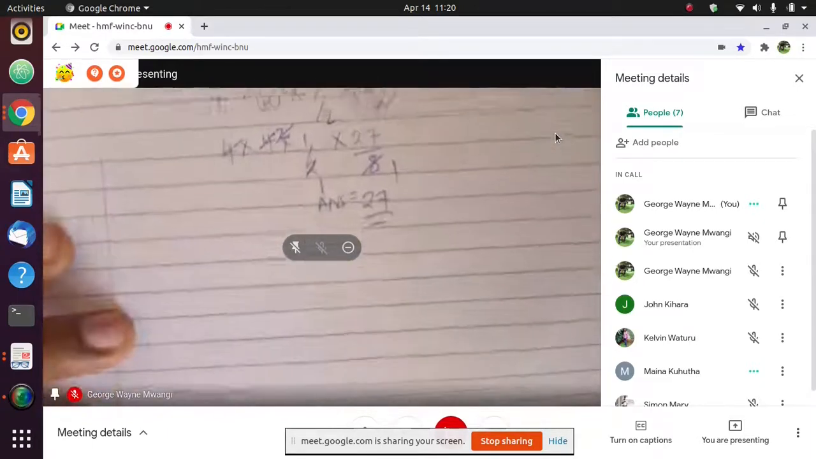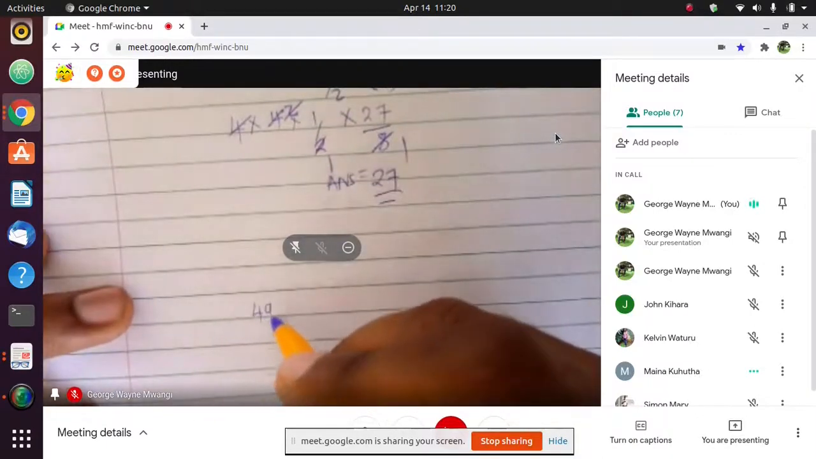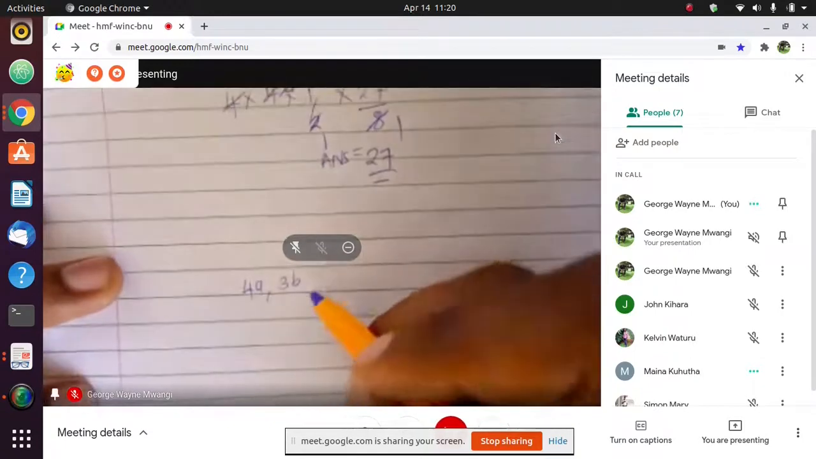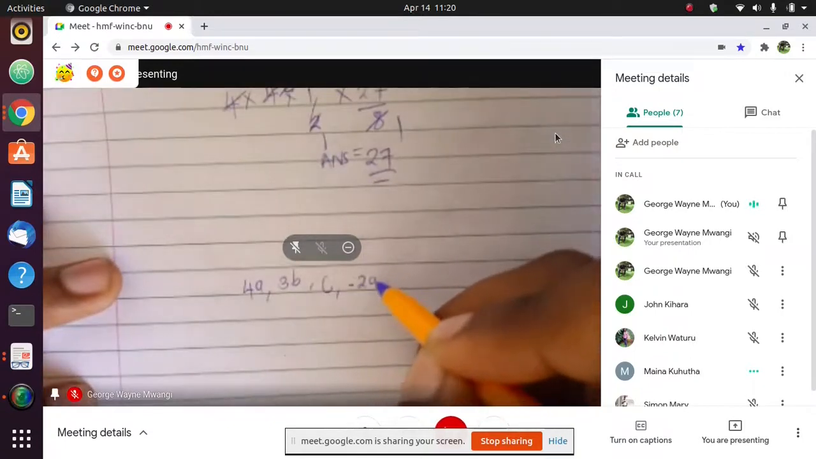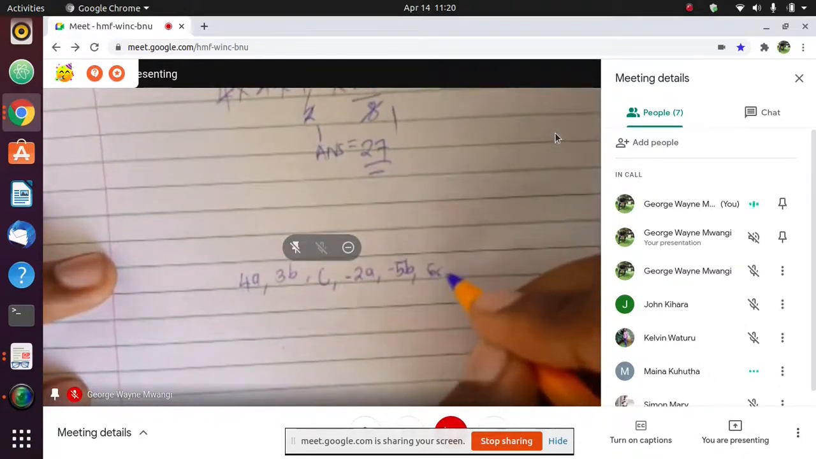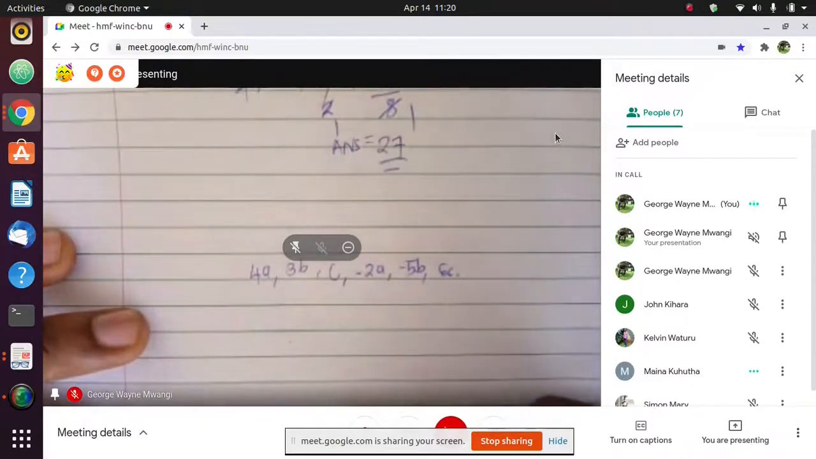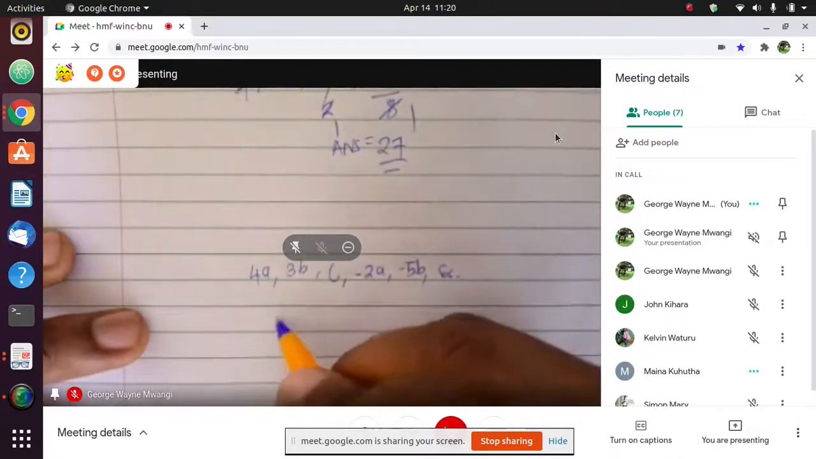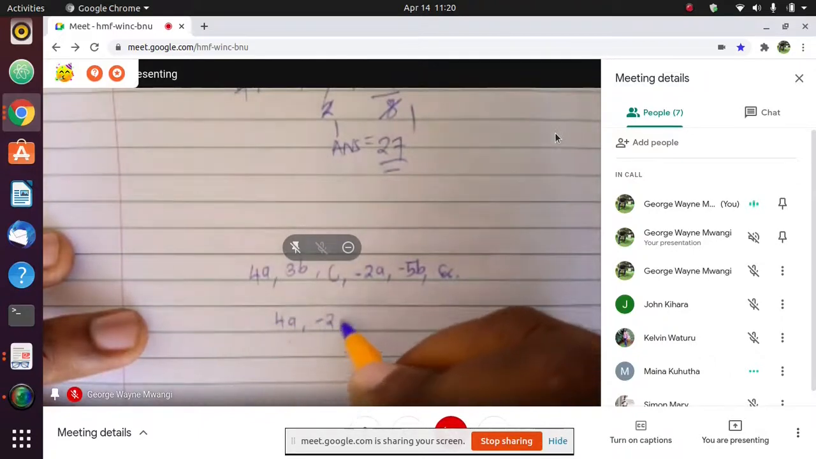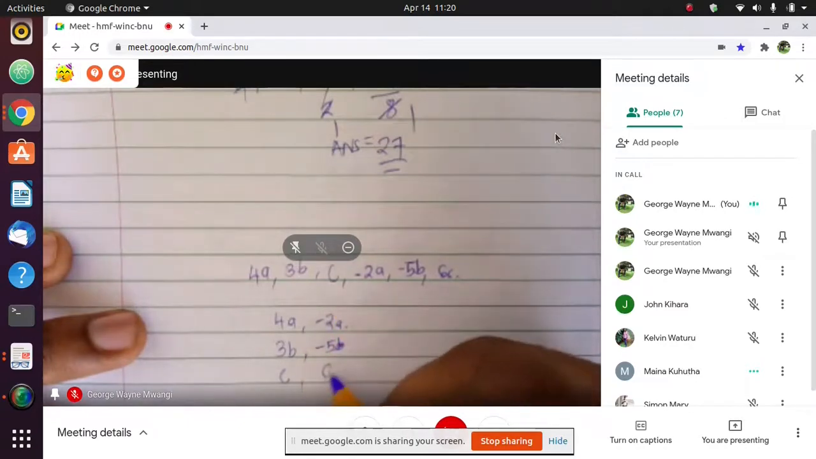Now, let's look at another example. We have been told to find the sum of 4a, 3b, c, minus 2a, minus 5b, and 6c. How we approach this is by collecting the like terms. So for the values of a, 4a and minus 2a, we collect them. For b, it will be 3b and minus 5b. And the values of c will be c and 6c.